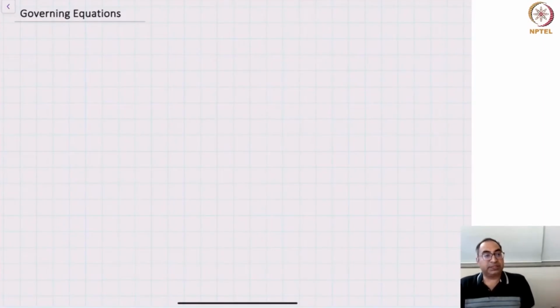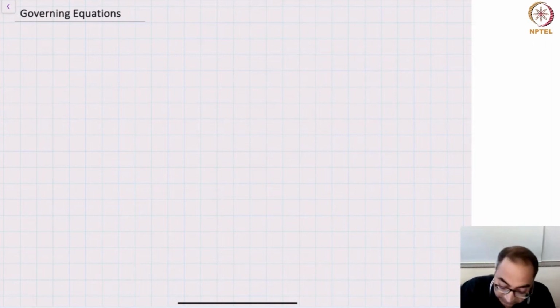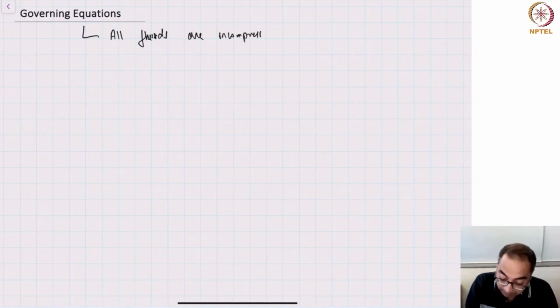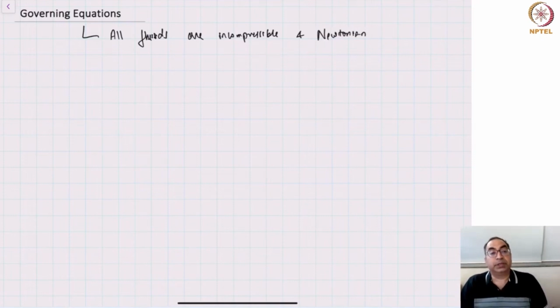Hello everyone. In today's lecture, we'll be looking at the governing equations for fluid flow. I'll start by writing down the equations of motion that govern an incompressible Newtonian fluid. That's an assumption that we'll make throughout the course, that all fluids are incompressible and Newtonian.